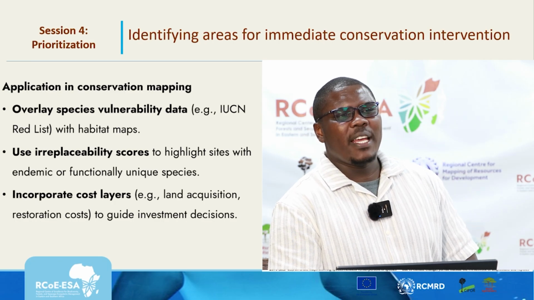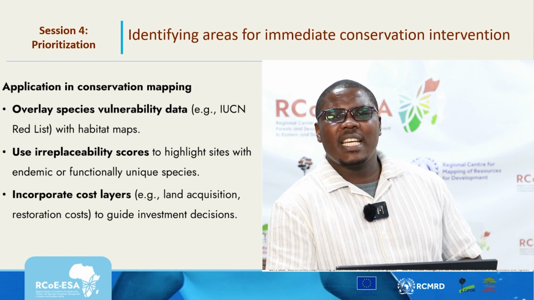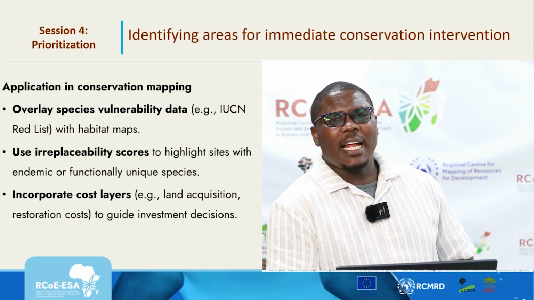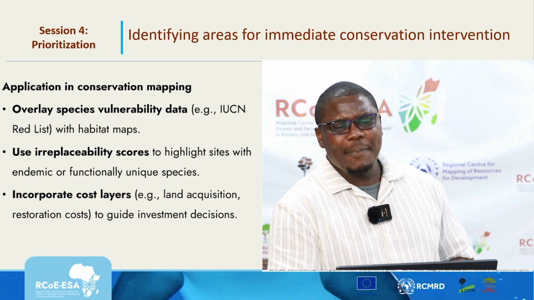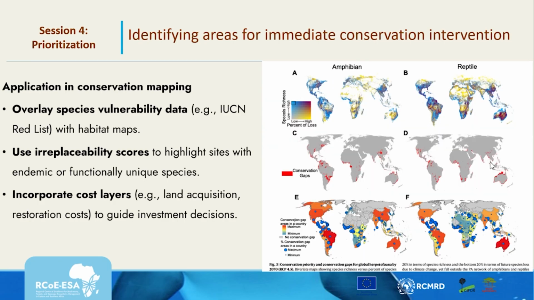So the use of the IUCN Red List: which area is being categorized as under threat. If we overlay the species vulnerability data over a map, then we are able to categorize which areas are more vulnerable to threats, and which area should now be prioritized when we're talking about putting up resources so that a species does not go extinct due to the use of a certain space.